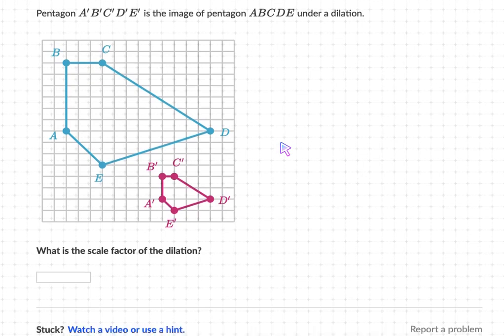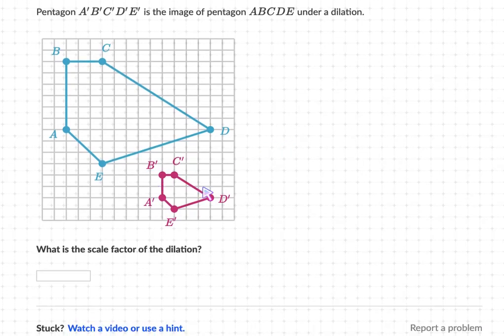So in this problem, they said that the pentagon A prime, B prime, C prime, D prime, E prime is the image of the pentagon A, B, C, D, E under a dilation. So this is the old one. This is the image. Very important. What is the scale factor of the dilation? So how did it get from here to there? What was the scale factor?